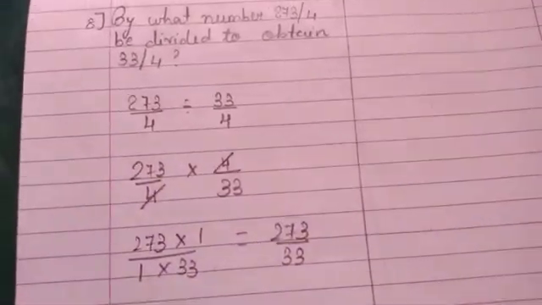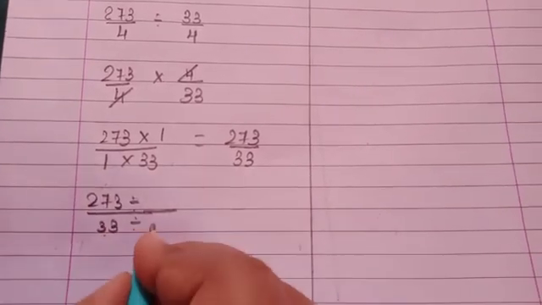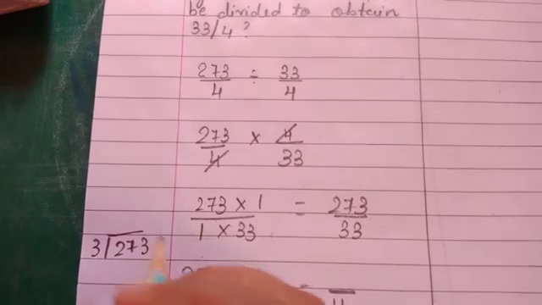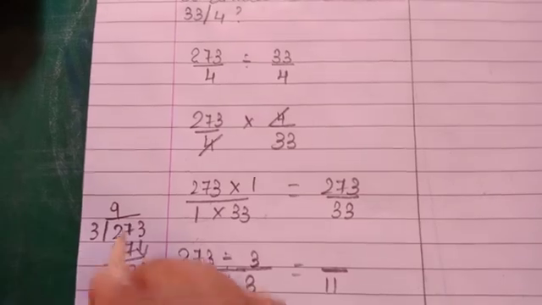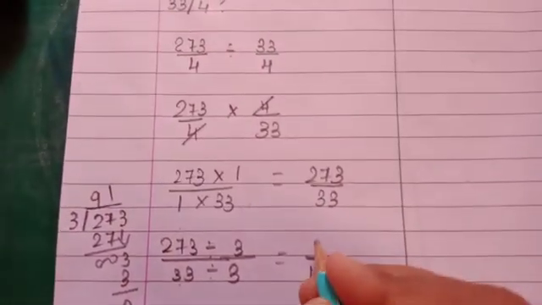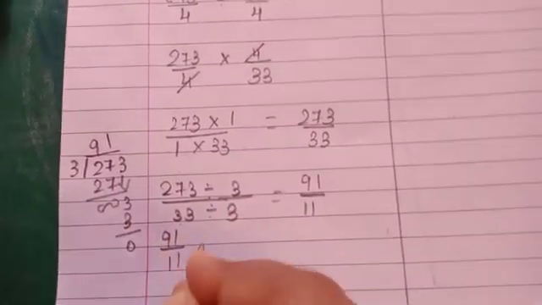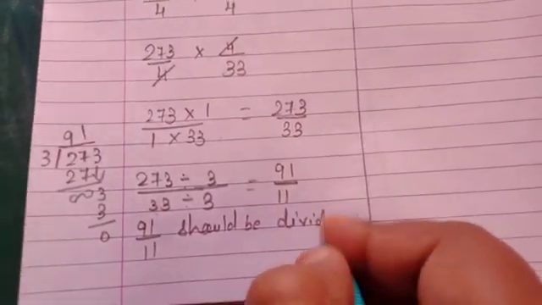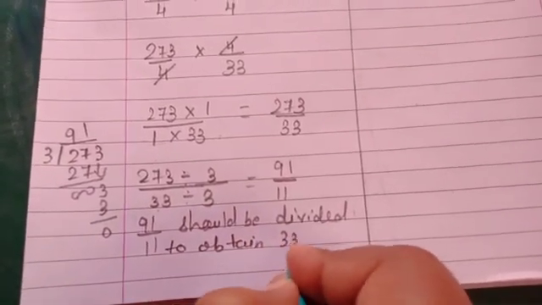See, we can also make it a smaller number. In the 3 table both will come. So 3 11s are 33. And 3 we can divide and see. 273 divided by 3. So 3 9s are 27. 0. So this 3 we will carry down. 3 1s are 3. So 3 91s are 273. So 91 upon 11 should be divided to obtain 33 upon 4.